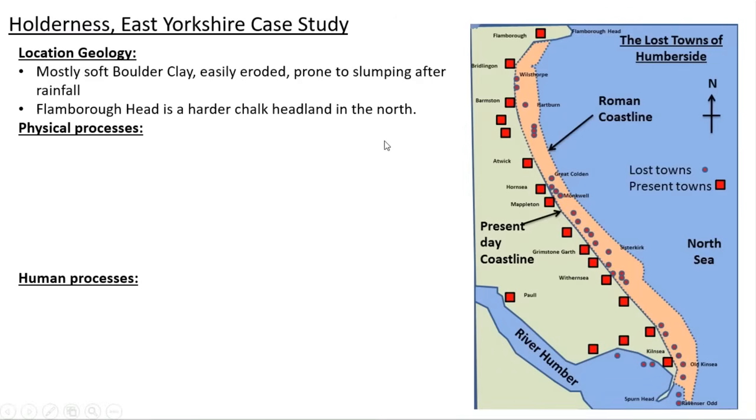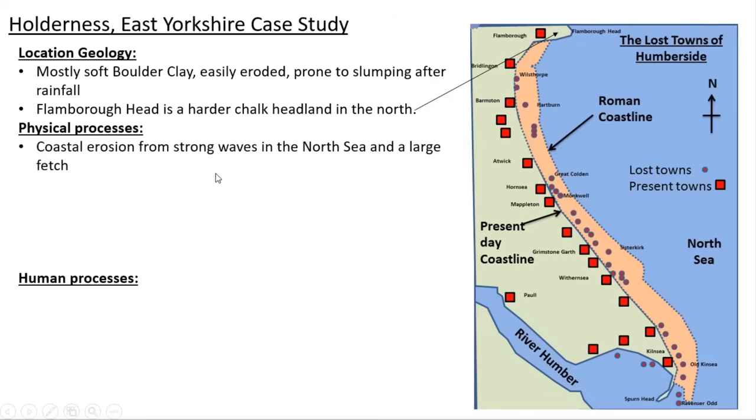Some of it is actually harder chalk. So up here you can see a headland, very clear, Flamborough Head sticking out. That is very resistant chalk, and you can see that it's much more resistant because it's created that headland. So that's up there. Now, physical processes that act along this coast are coastal erosion, all the types of erosion: hydraulic action, abrasion, attrition, solution, from strong waves in the North Sea, which is here, and large fetch. I say large fetch, fairly large fetch, not as big as other fetches, but still big enough. The weak geology also means the erosion is fairly rapid, in some places up to 10 metres a year. Not everywhere, but some places.